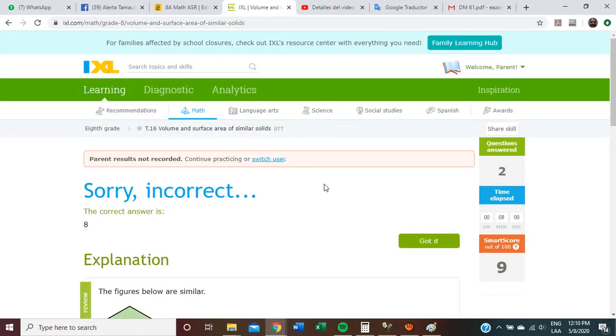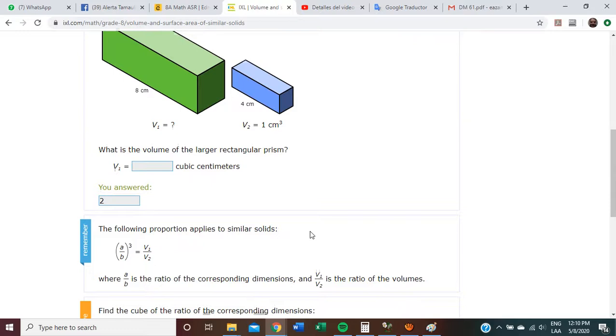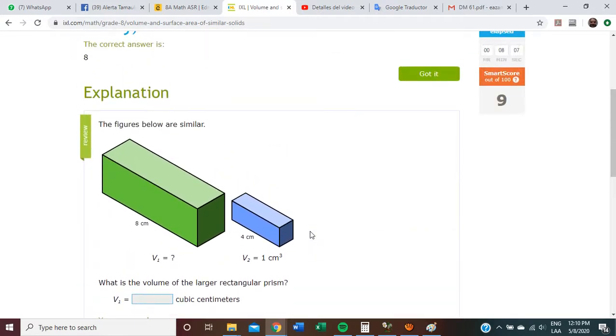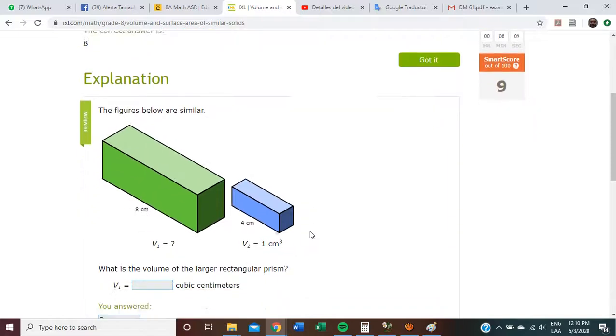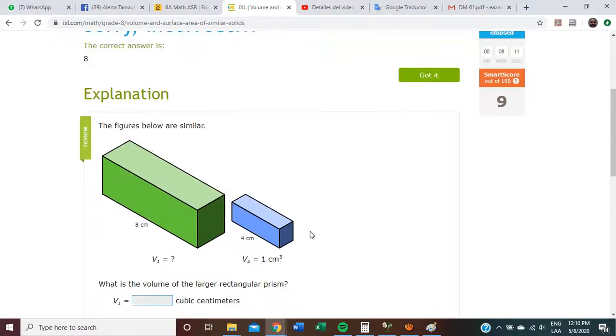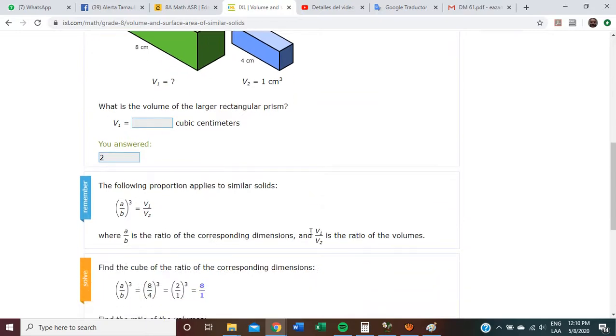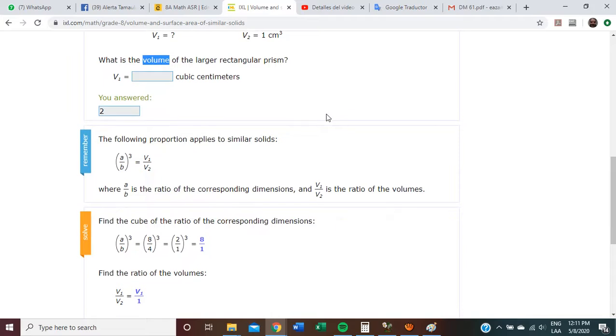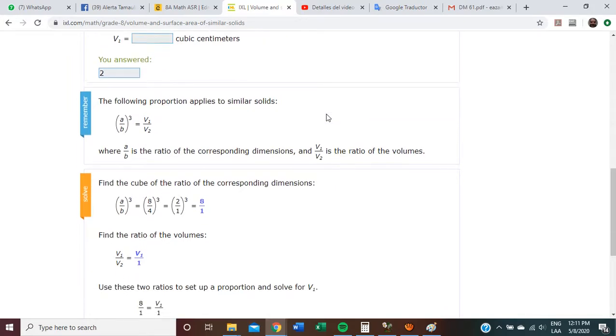Is that true? Yeah. Oops. Incorrect. Why is it incorrect? Oh, I got it. Sorry, I didn't read the directions. That's why. What is the volume? Volume of the large rectangular prism. Okay, they were asking me about the volume, not the surface. Okay, sorry about that, guys. Well, I hope that you learned by my mistake.